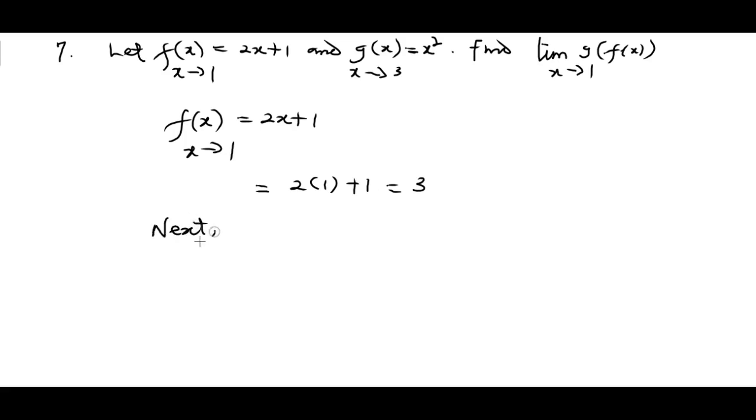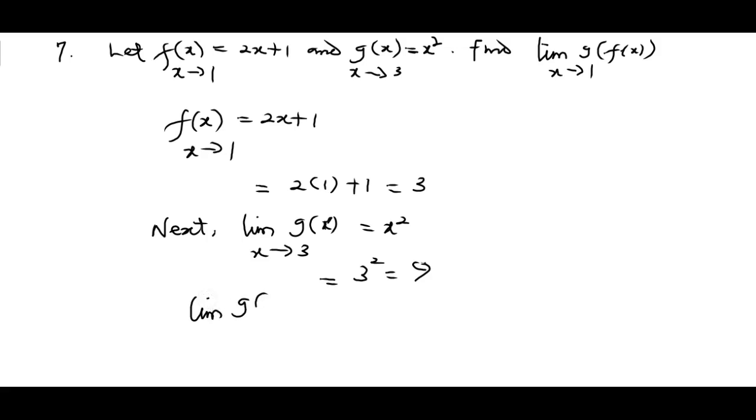Then next, we need to find the limit of g of x, all right, equals x squared as x tends to 3. Meaning, anywhere you see x, you put 3. So that is 3 squared, which is 9. So using composition law, the limit of g into f of x as x tends to 1 must be equals to 9.